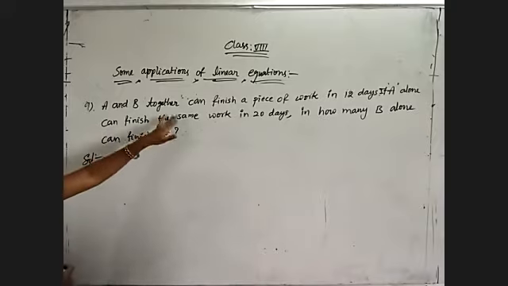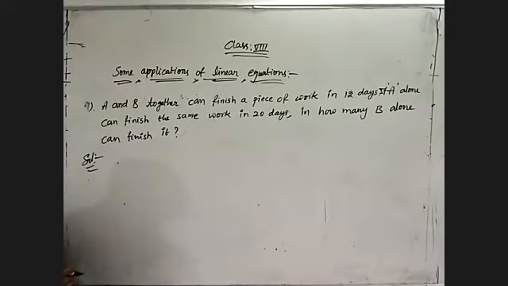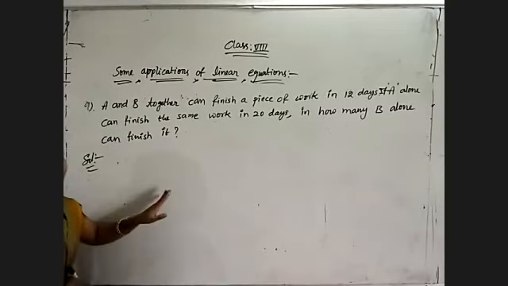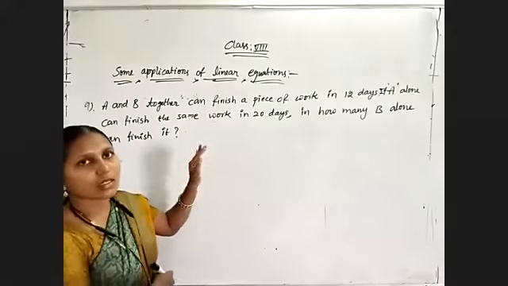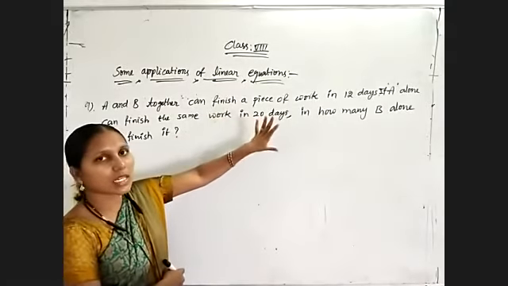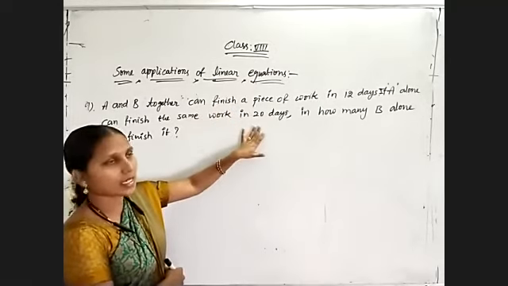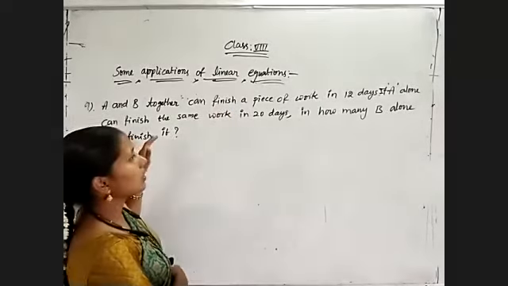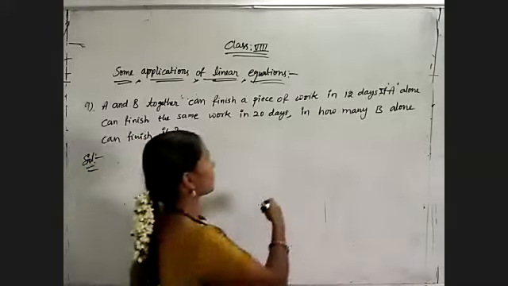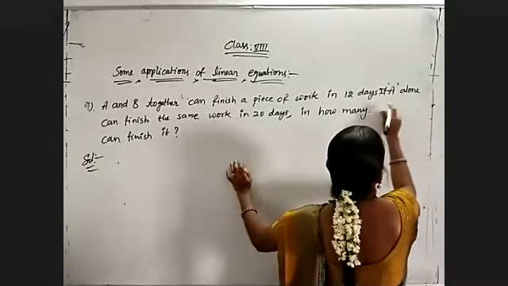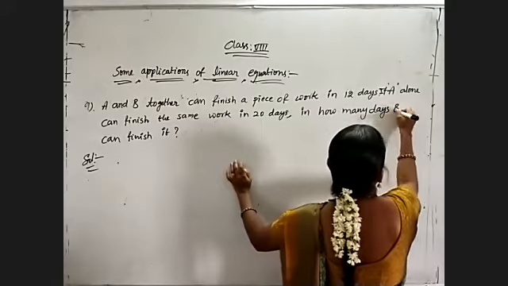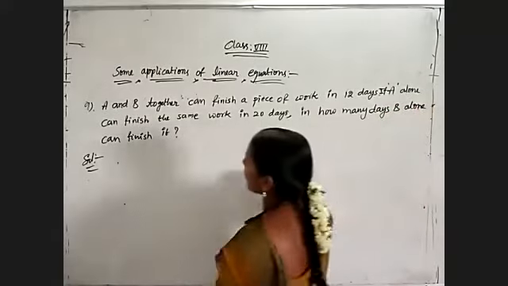A and B together can finish a piece of work in 12 days. Means in 12 days of time, both are finishing some work. If A alone can finish the same work in 20 days, so only A is finishing that work in 20 days. So if both are doing it, the work is finished in 12 days, if only one person, that is A, is doing it, he is taking 20 days. In how many days can B alone finish that work?